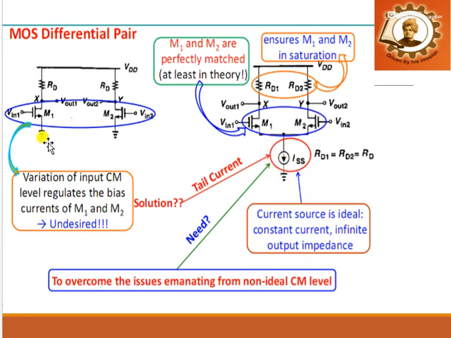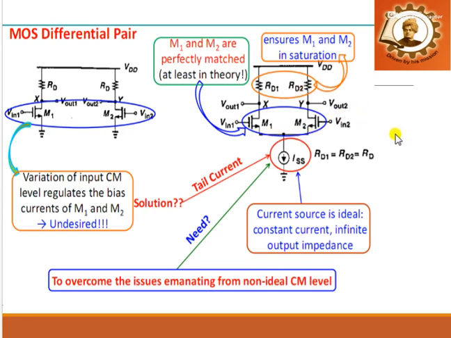Here there will be a variation. The first figure shows that variation of the input CM level regulates the bias current of M1 and M2. That is totally undesired. Here M1 and M2 are perfectly matched in this case for our differential amplifier, and RD1 and RD2 are basically required for the saturation of MOS M1 and M2.